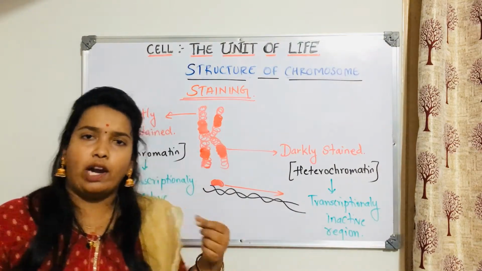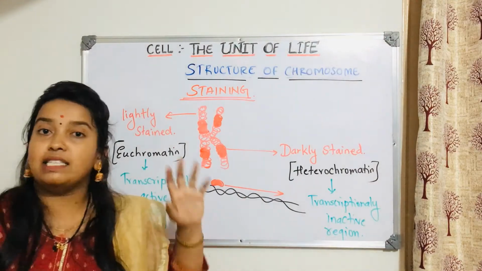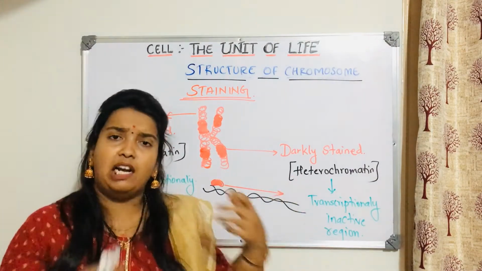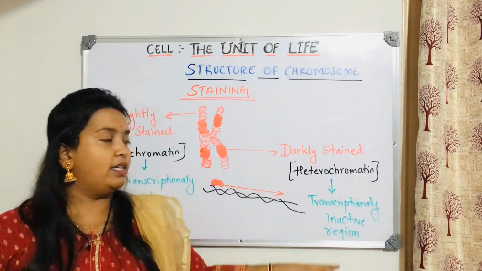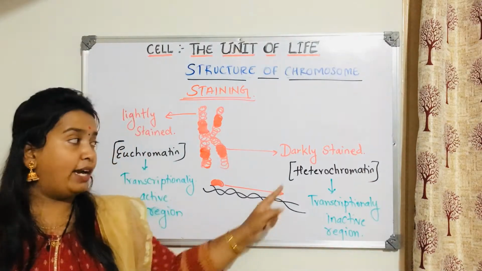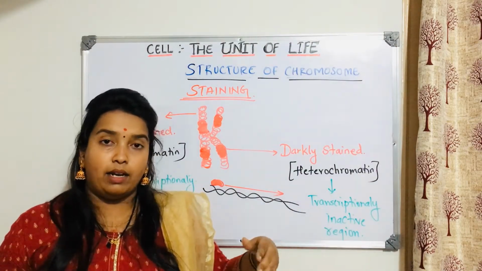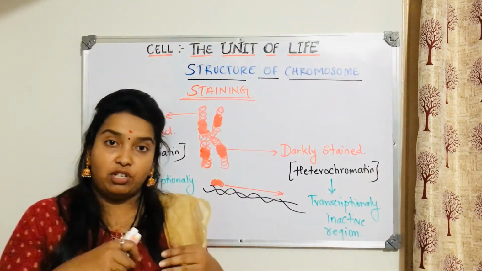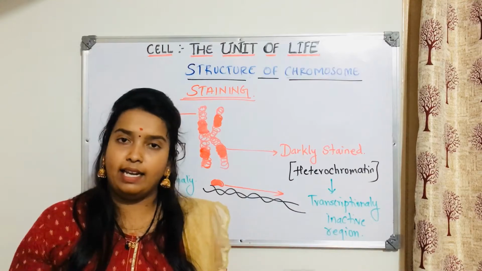What is the speciality of euchromatin? Since it is loosely coiled, there is not much condensation here, so transcription can take place easily. But here it is completely coiled and DNA is not properly available, so it is a transcriptionally inactive region. And I told you that in heterochromatin also there are two types. The condensation and decondensation I told you about: anytime it can condense, anytime it can decondense.